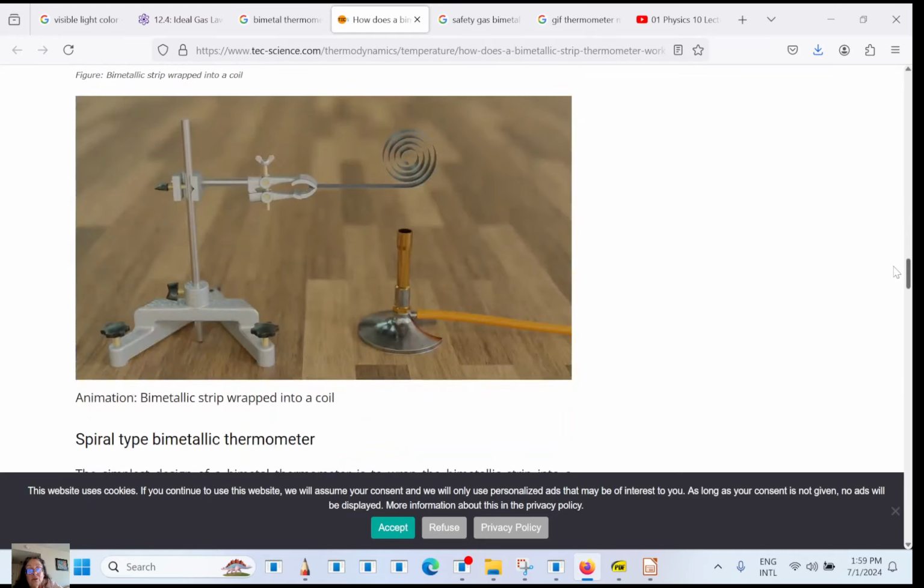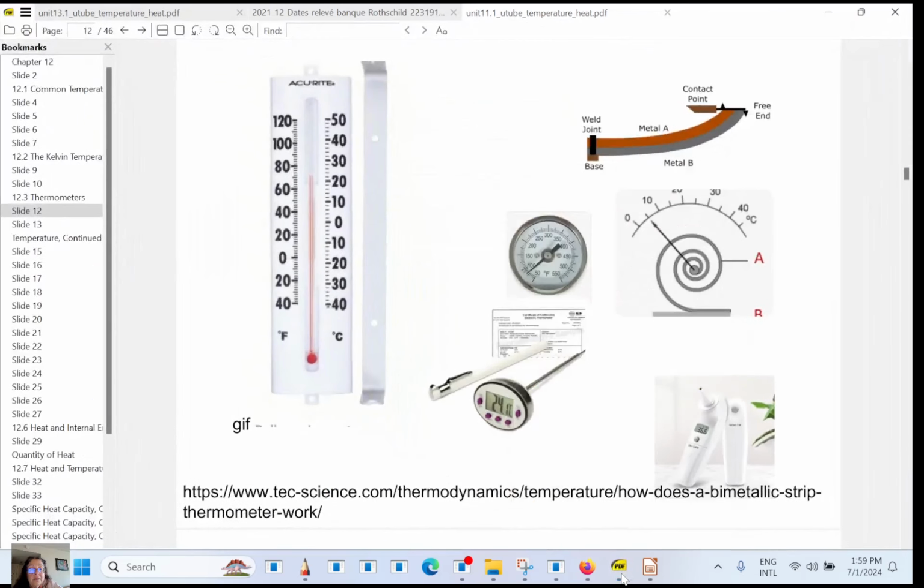Now we can use that to make those thermometers that you find everywhere. It has two metals, like those two. Okay, so it's a bimetallic strip. And when you increase the temperature, the spiral here is going to expand, and the needle, the pointer, is going to move that way.